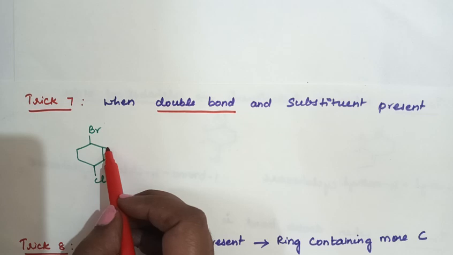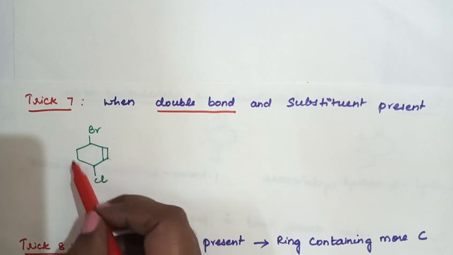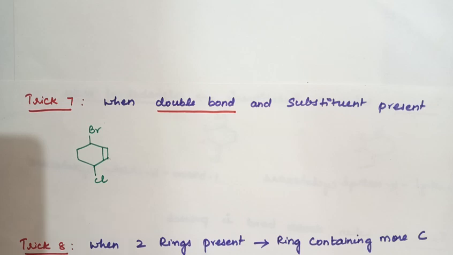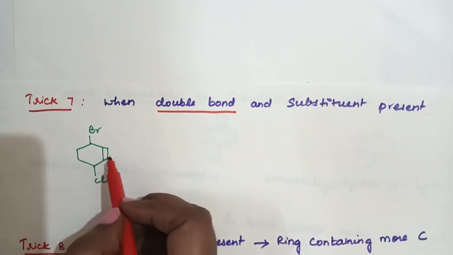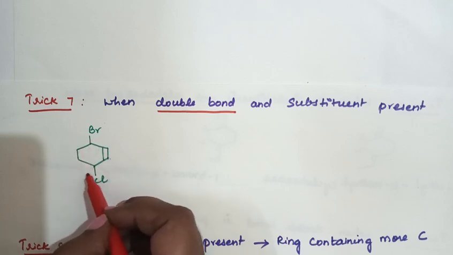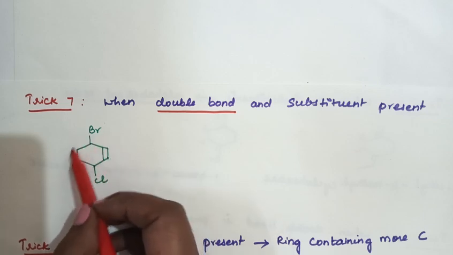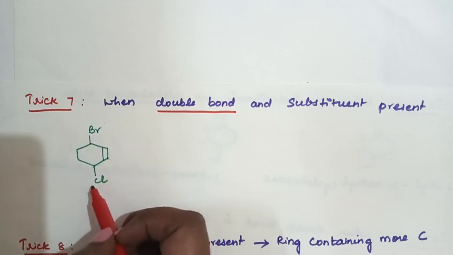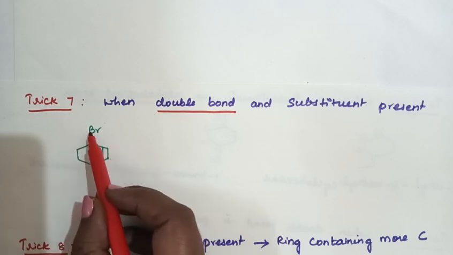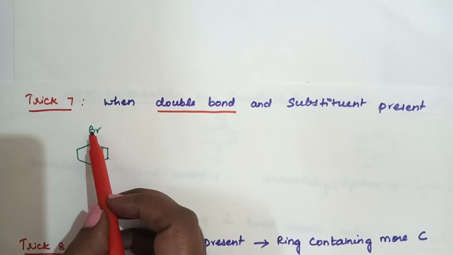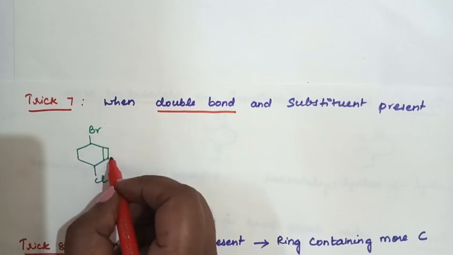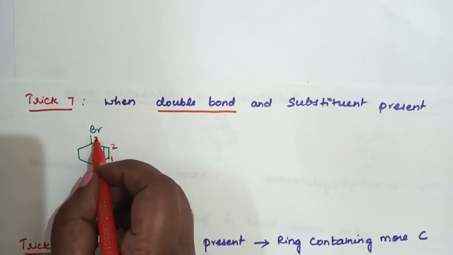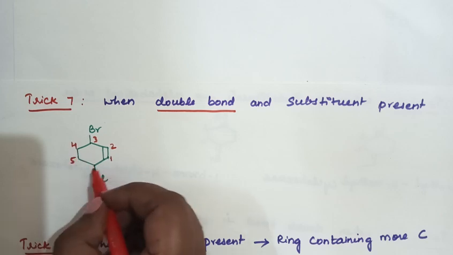So 1, 2, 3. So either start numbering clockwise or anti-clockwise. How do I have to number? Again it should be according to alphabetical order. See, if I go like this, bromo comes first and then chloro comes second. Suppose if I number from here like this, chloro will come first and then bromo. So alphabetically B will get more preference. So number from here 1, 2, 3, 4, 5, 6.